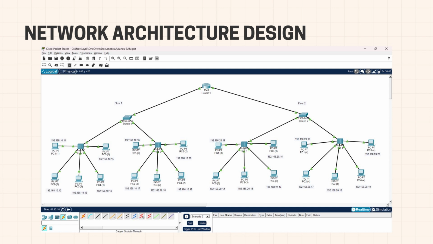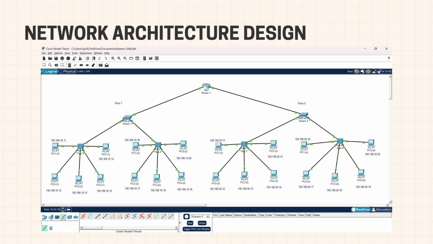Both switches are then connected to the main router. The router has two interfaces: Gigabit Ethernet 0/0 with IP address 192.168.10.1, and Gigabit Ethernet 0/1 with IP address 192.168.20.1. These interfaces allow the router to route traffic between the two subnets and also provide internet access if connected to a modem.